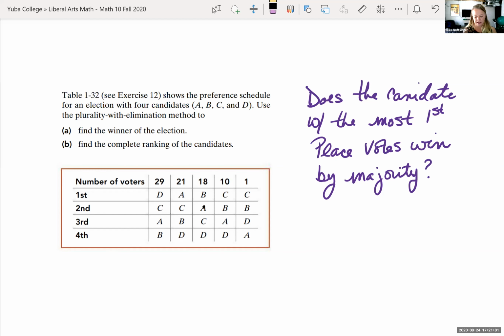So first of all, we need to figure out how many people, not candidates, how many people voted. Okay, so we can figure out the sum of voters, right? We had 21 that voted this way, plus 21 that had voted this preference, 18, 10, and 1. So if we look at that, I get 79.